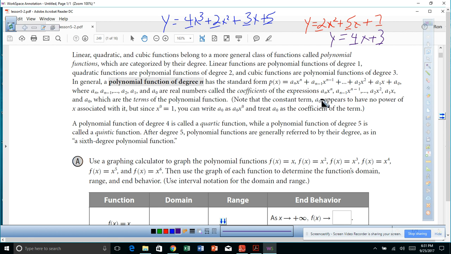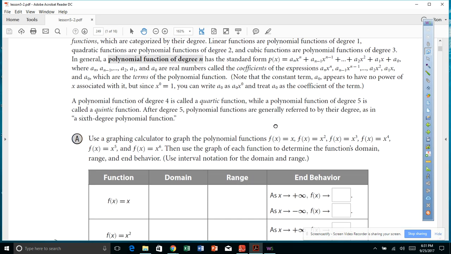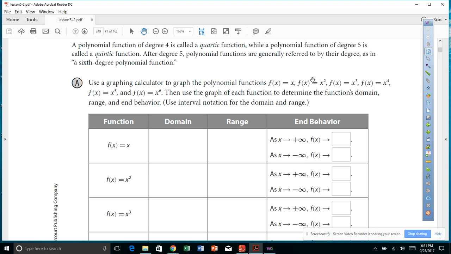Note that the constant term a sub 0 appears to have no power of x associated, but since x to the 0 power equals 1, you can write a sub 0 as a sub 0 x to the 0 power and treat a sub 0 as the coefficient of the term. A polynomial function of degree 4 is called a quartic function, while a polynomial function of degree 5 is called a quintic function. After degree 5, polynomial functions are generally referred to by their degree, as in the 6th degree polynomial, the 7th degree, and so on.